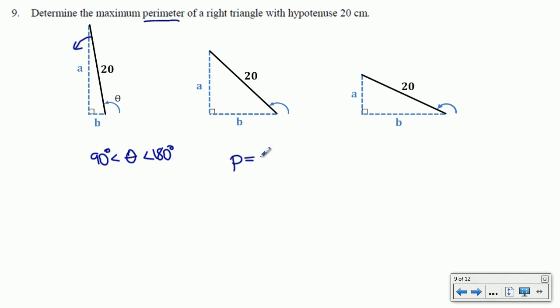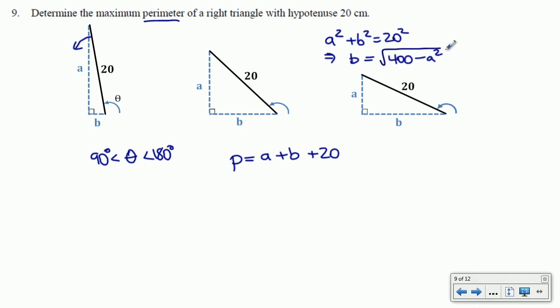The perimeter is equal to a plus b plus 20. Now we need to take the derivative of this, but unfortunately we have two variables. Because this is a right angle triangle throughout, a and b are related using Pythagoras' theorem. So we can express either a or b in terms of the other. We'll switch it so that b is expressed in terms of a, so we could swap out b with the square root of 400 minus a squared. Everywhere I see a b in this equation, I can swap it out with this quantity.